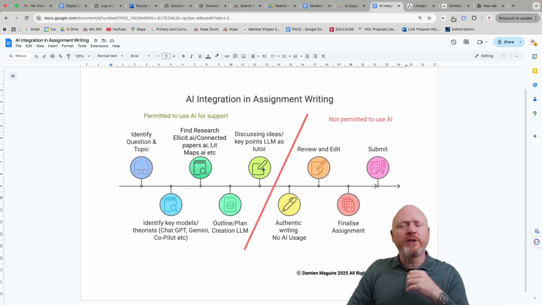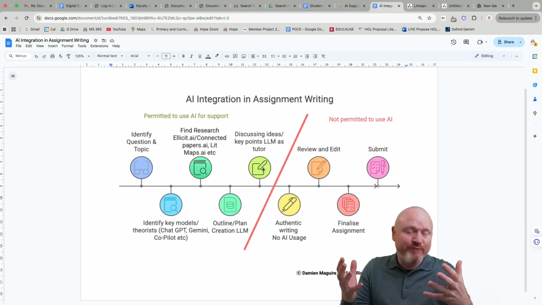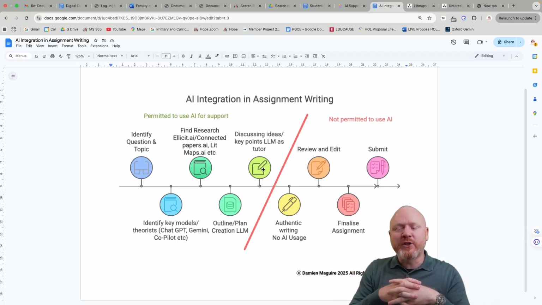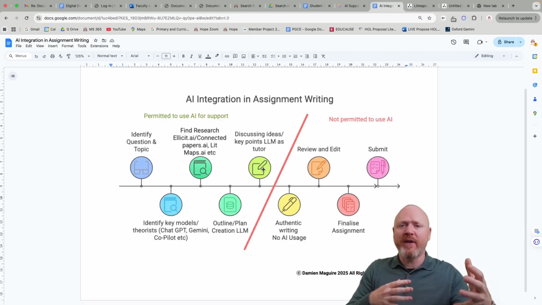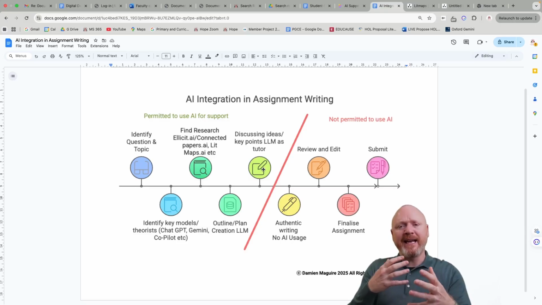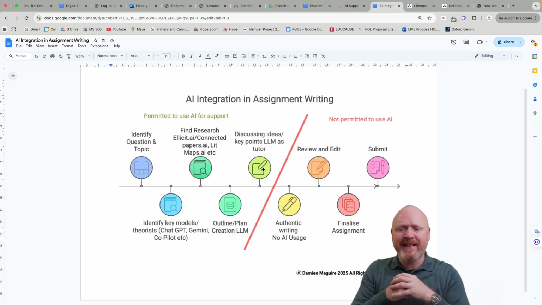And then using the large language model or the AI or the chatbot, which are all relatively the same thing, discuss the key points with it as if it was your tutor. So asking it, if I was to write about this, would that be a sensible approach to take, and interact with the artificial intelligence in that regard.